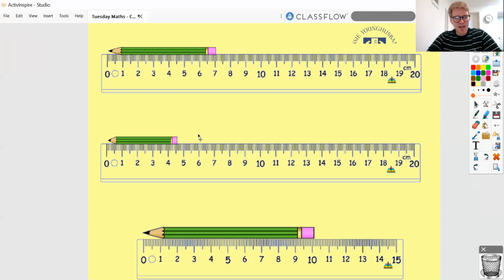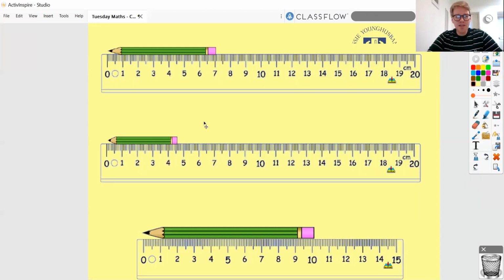There's loads and loads of tiny little numbers between 4 and 5. We might say 4.5. 4.5 is a number that's between 4 and 5. So we could call that 4.5 centimeters. If we were being really, really accurate, we might start talking about it as a decimal. We might say 4.5 centimeters.